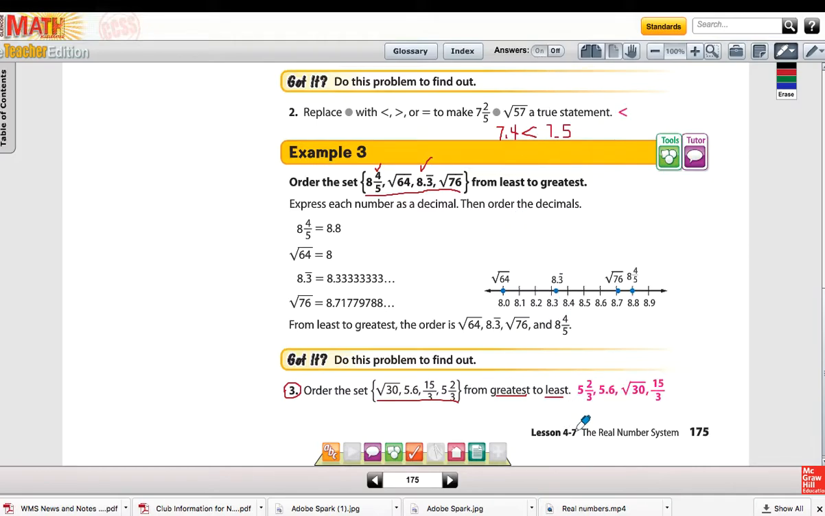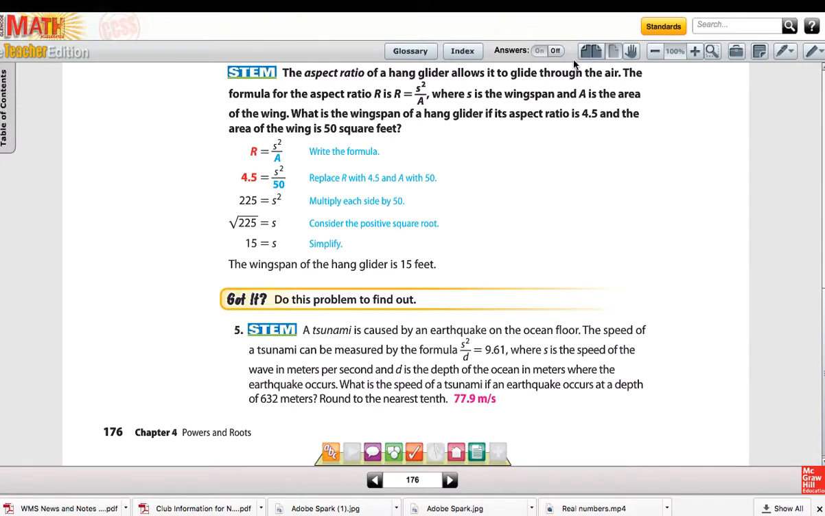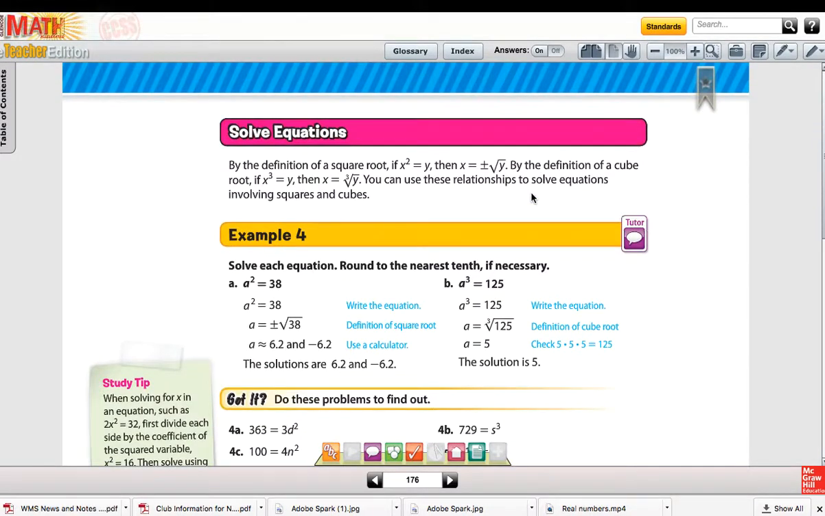In this case, 5 2/3 is the greatest at 5.6 repeating. And the next one is 5.6. That one terminates. And then the square root of 30, and then 15/3, which is 5. So not too terribly difficult when we're ordering irrational numbers. The last thing we're going to look at is solving equations that involve square roots.